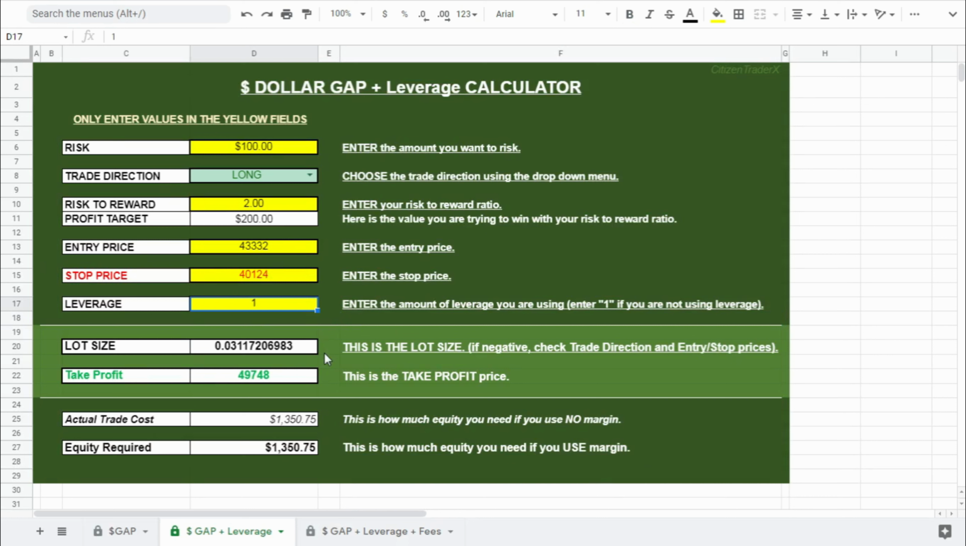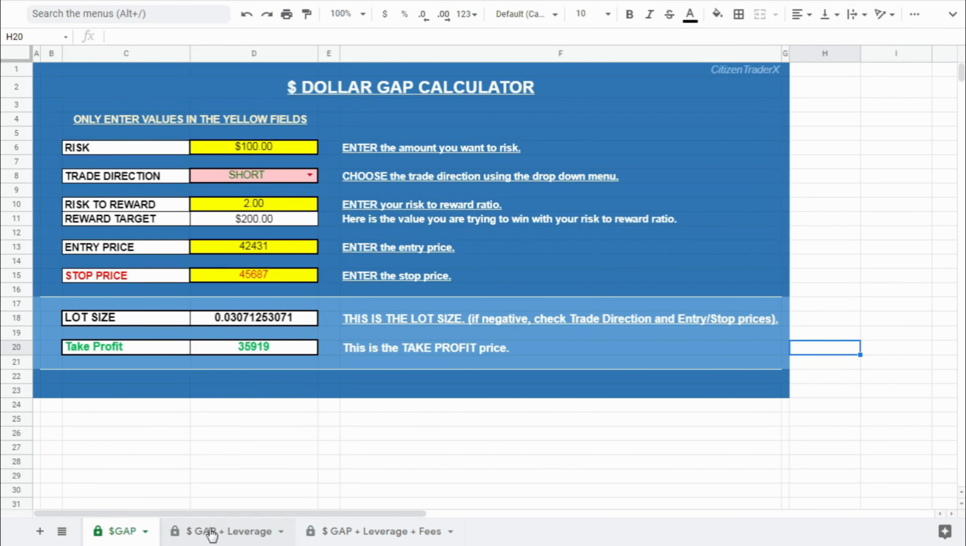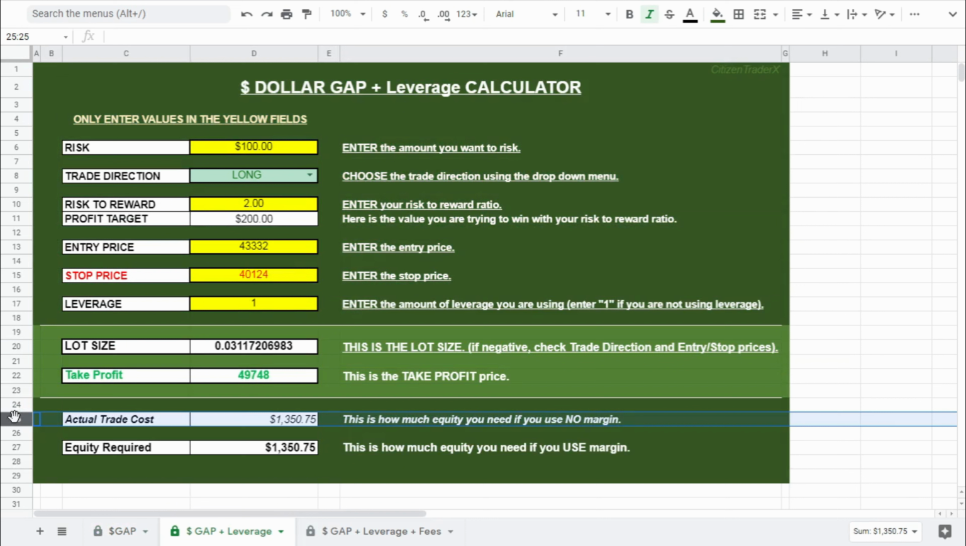So, okay, what is this telling you? What's the information that it's telling you? Okay, besides the lot size and the take profit level, which we get from the basic calculator, the extra information we're getting is the actual cost of the trade. So this is the other thing you need to think about. Just because you only want to risk $100 doesn't mean that's all you need to have. Because the actual trade costs more than $100 to enter. You only want to risk $100, but the actual cost to make the trade is $1,350.75. Remember, we're not including fees at this point.